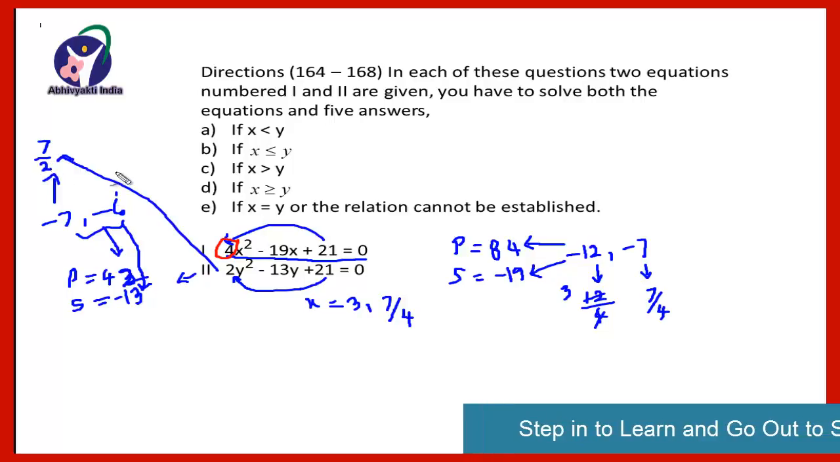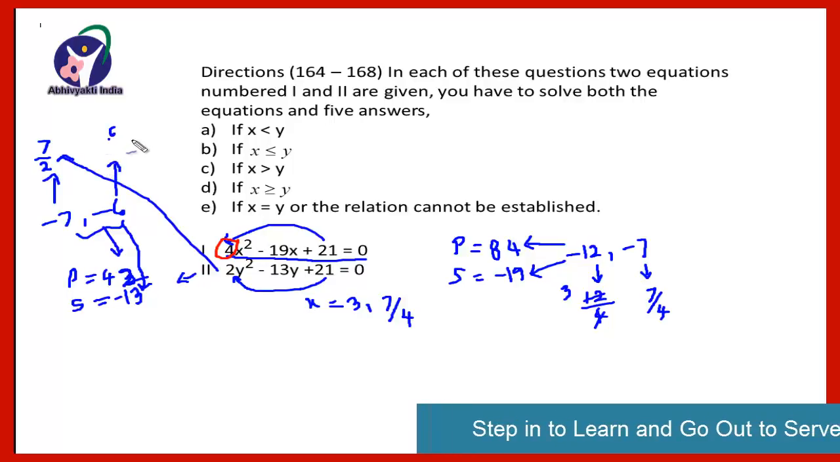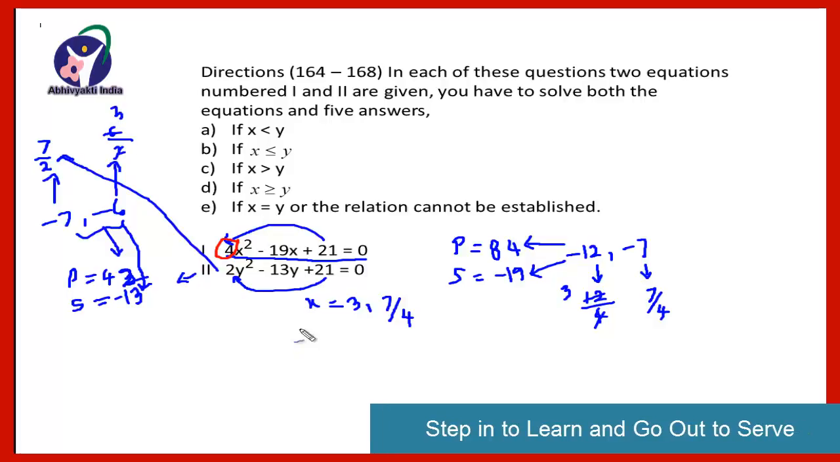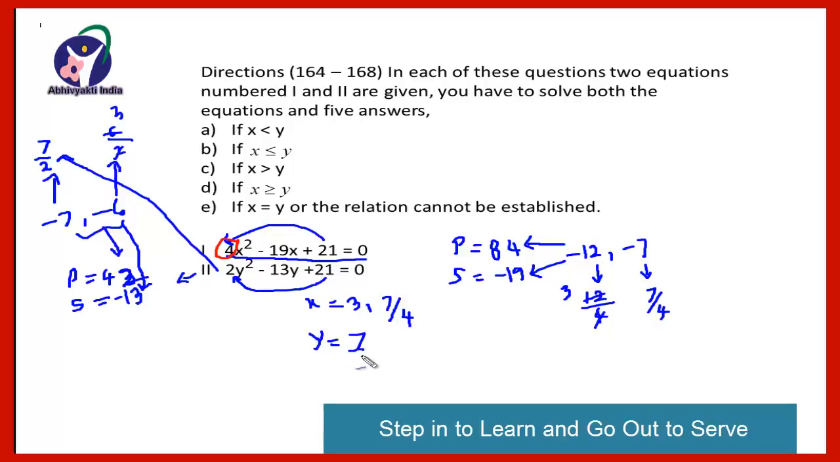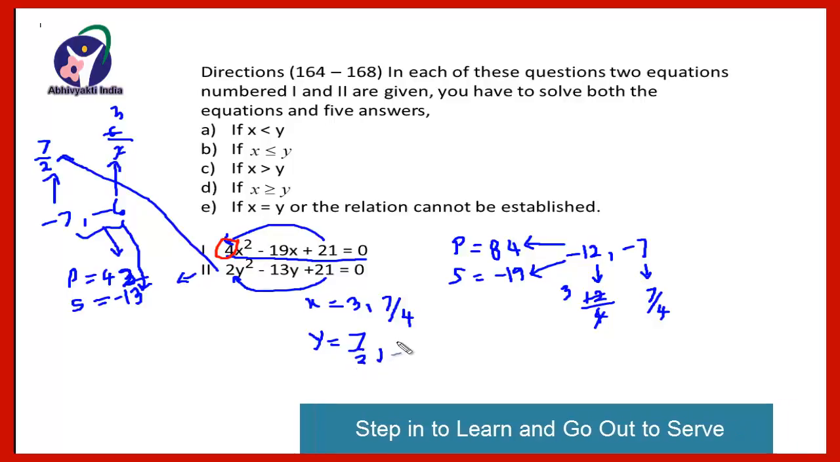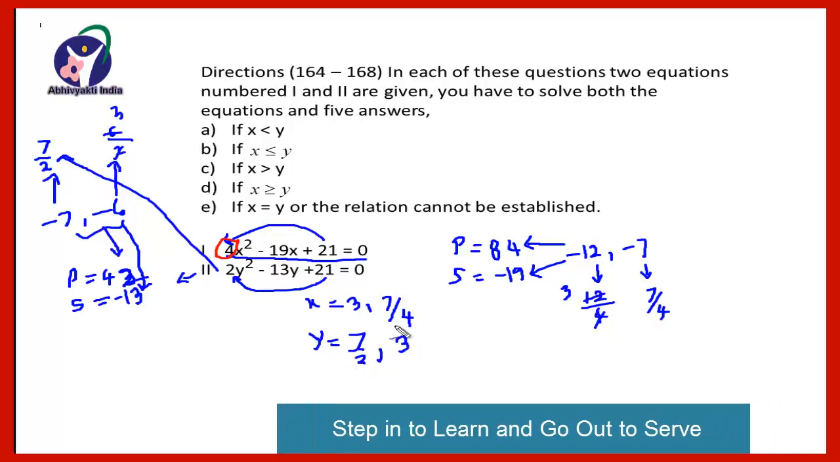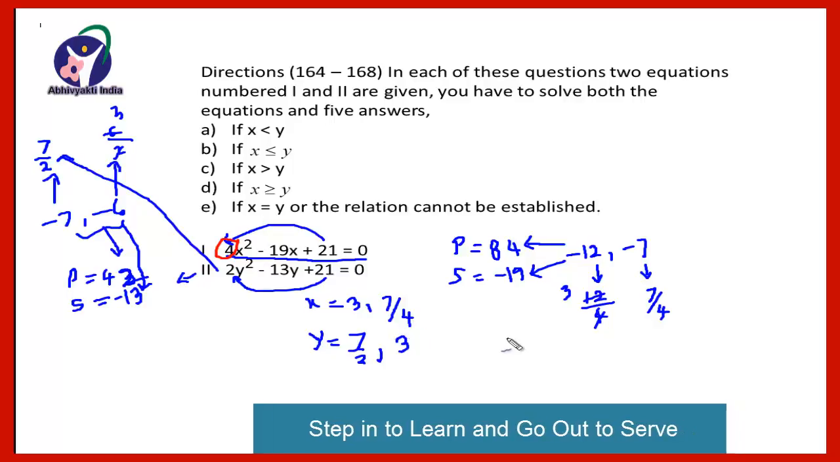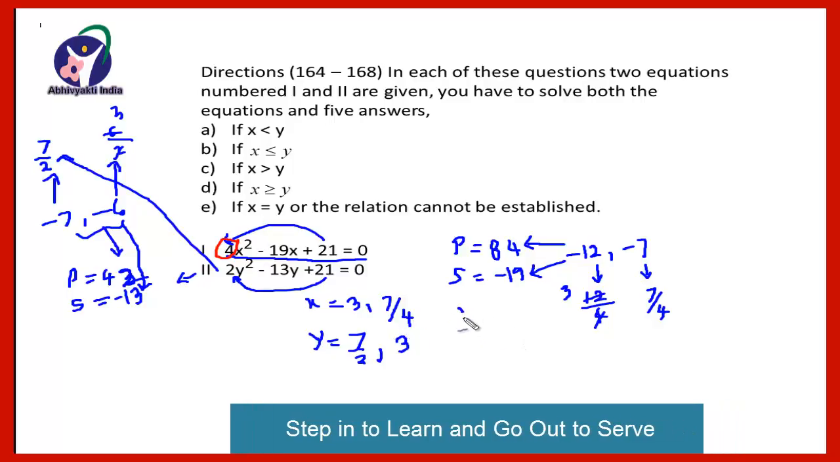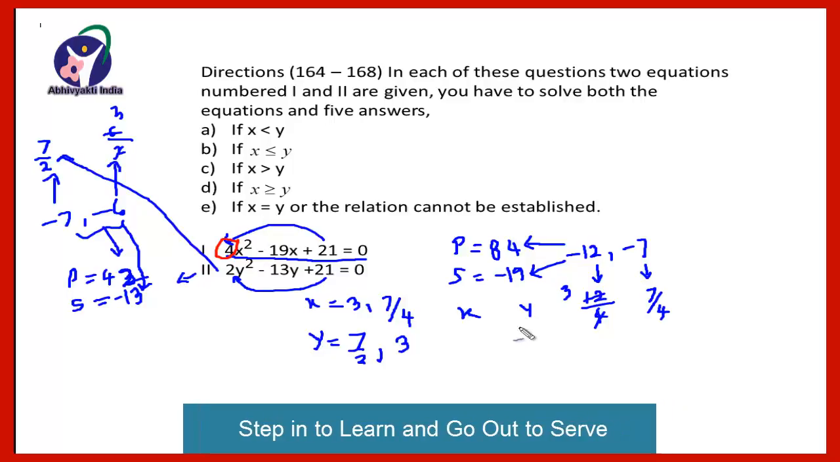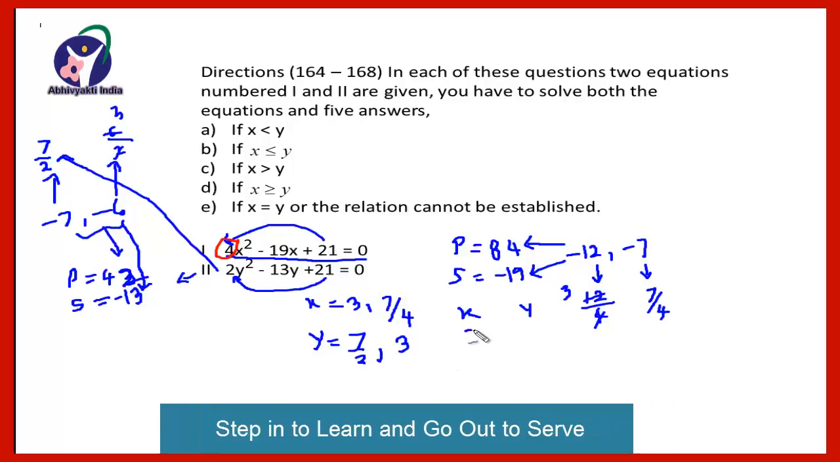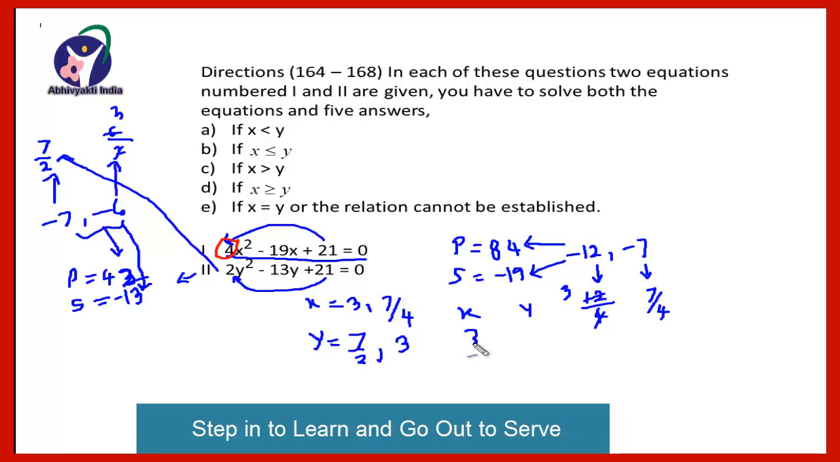Similarly minus 6, change it to plus 6 divided by 2, so 2 3s are 6. So the value of y will be equal to 7 by 2 and 3. Now compare these values of x and y. So x and y. So it will be 3, 7 by 2.